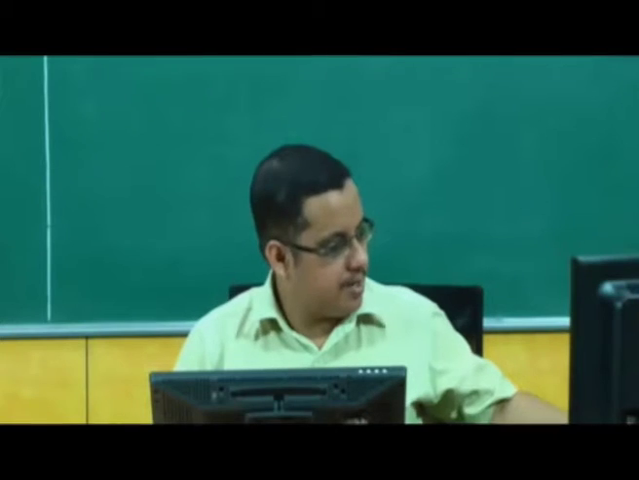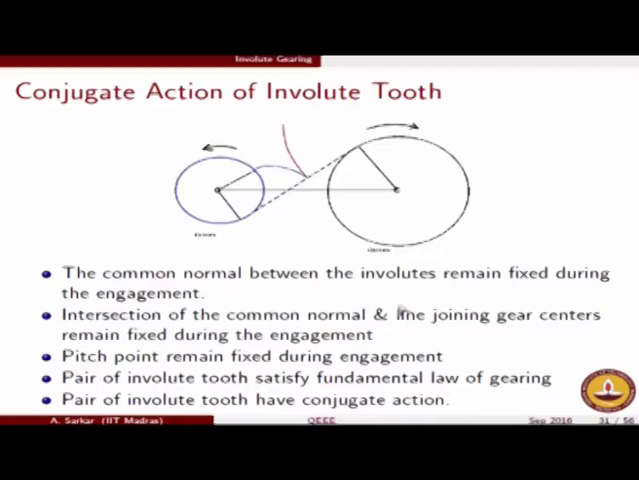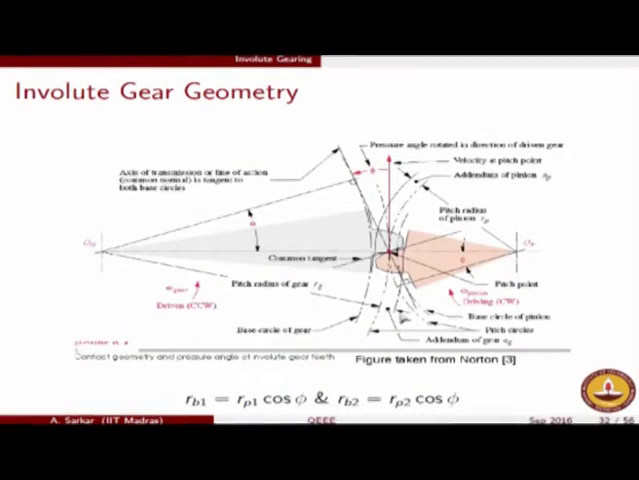Okay, since there are no other questions, I will turn back to the lecture material and quickly define a few parameters associated with the involute gear geometry. The first of them is pressure angle. Pressure angle is the angle between the direction of the force transmission and the common tangent at the pitch point, the tangent to the pitch circle.